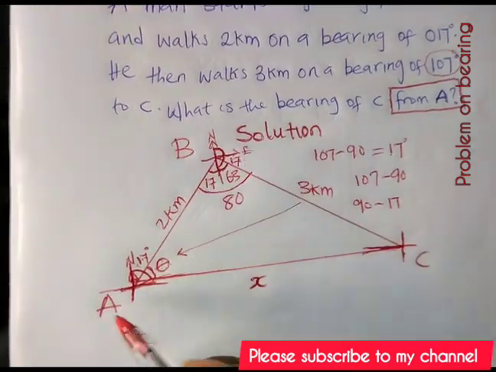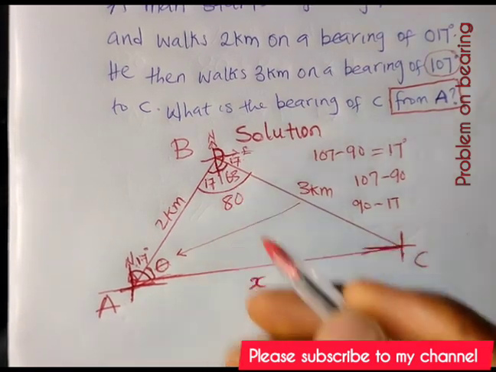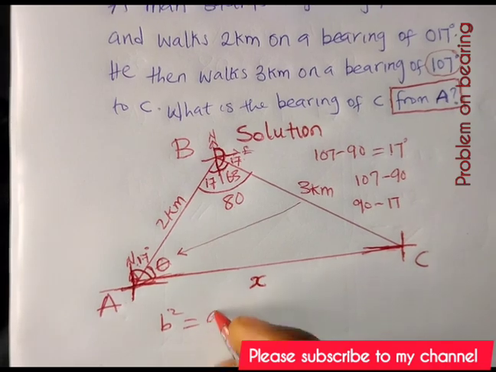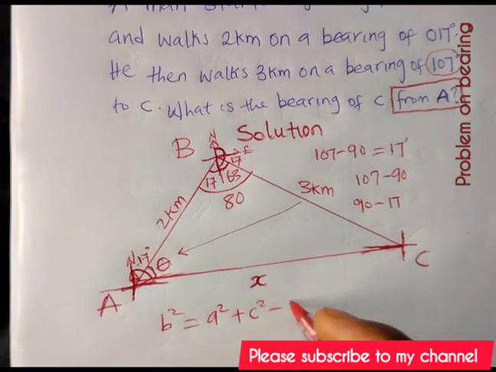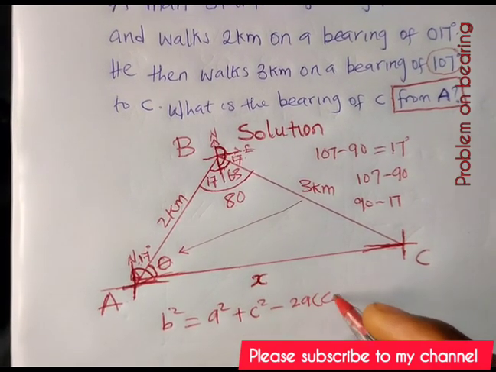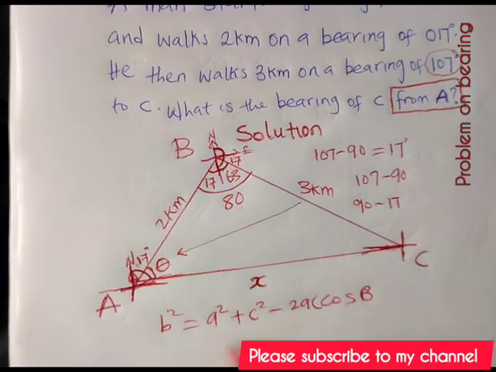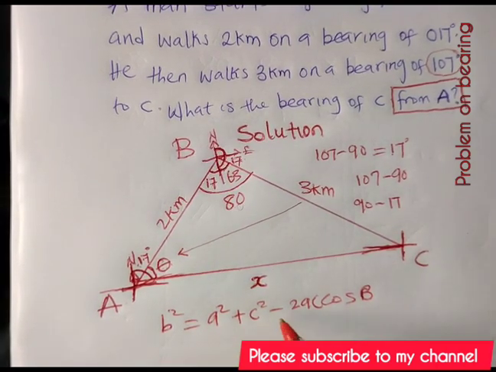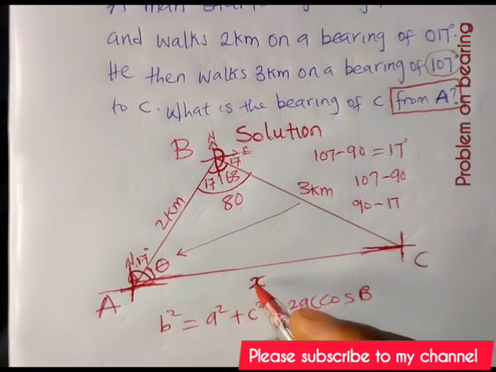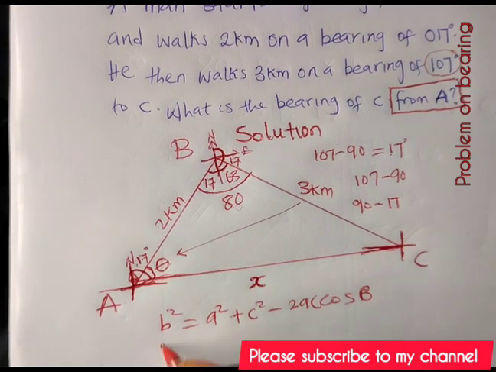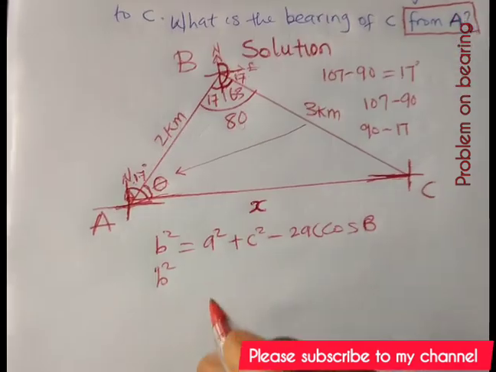The label here is B, so we have ABC. Because we are looking for the side facing B, we'll say B squared is equal to A squared plus C squared minus 2AC cos B, which is the angle here. So we use this cosine rule to get this side. Then with this we can get this angle. All right, now B squared is not given. We continue with B squared.